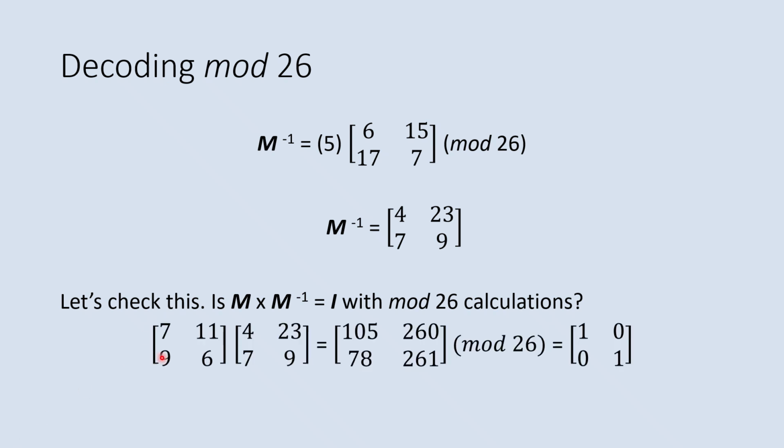If we check this, here is the original matrix M, and here's our apparent M inverse. We do that calculation, 105, 260, 78, 261, but then when we do that calculation mod 26, we get the identity. So at least this is a right inverse. If we check the other side as well, this matrix is the inverse of the original matrix. So this transformation taking place in the mod 26 world, we can undo by using this inverse matrix here.